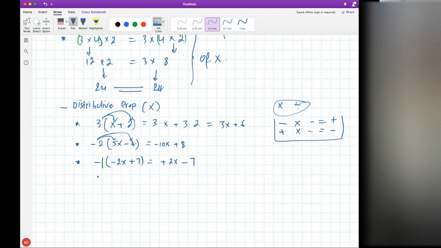So watch your signs carefully when you distribute. The number here always has a sign. It could be an invisible plus, or it could be a minus. So you're going to take that number with the sign and multiply it by what's inside. And again, when you multiply, make sure you apply the rules of multiplication. We'll get back to the distributive property later when we mix it up with other operations. So the distributive property is just a multiplication, that's all.